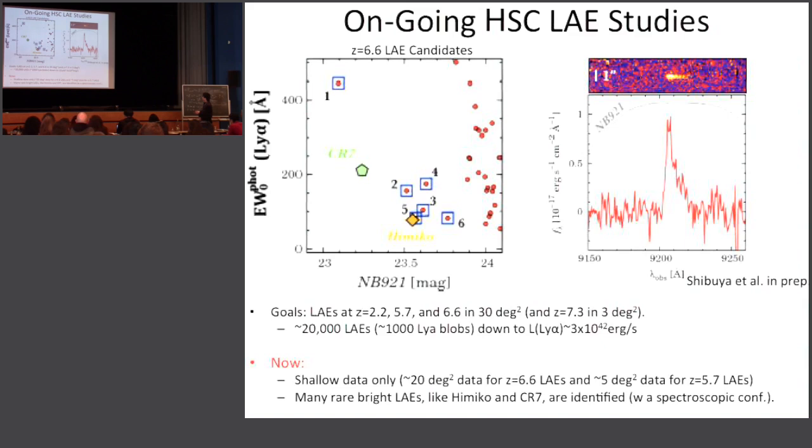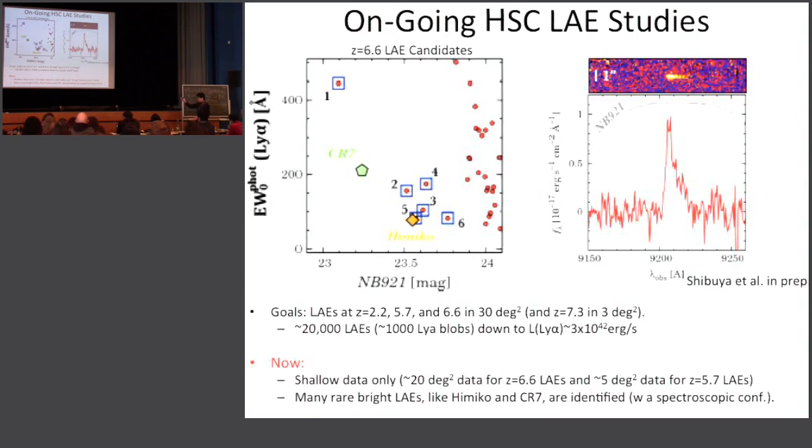The goal of the HSC Lyman-alpha emitter survey is to identify Lyman-alpha emitters at redshifts 2.2, 5.7, and 6.6 over 30 square degrees, and also redshift 7.3 over a 3.5 square degree region. We are expecting 20,000 Lyman-alpha emitters and 1,000 Lyman-alpha blobs down to a reasonably deep luminosity limit here.